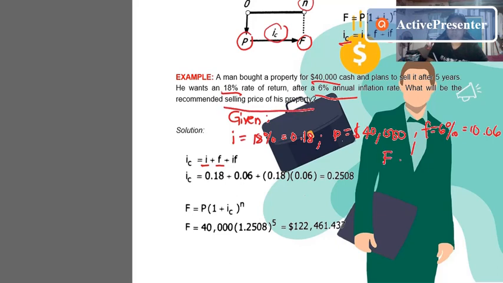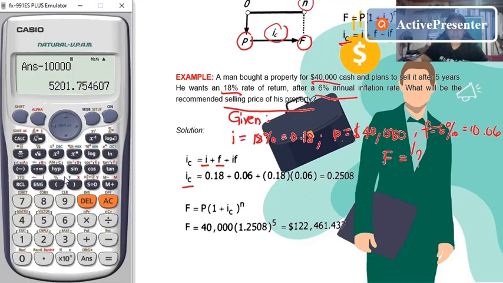Therefore, what we are looking for is the future value. So, solving first for the combined interest rate, we have the formula: i, which is 0.18, plus the inflation rate 0.06, plus the product of the two, 0.18 times 0.06. Our combined interest rate will be 0.2508 or 25.08%.